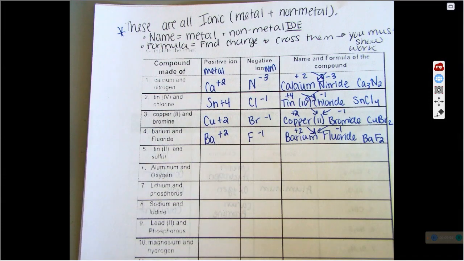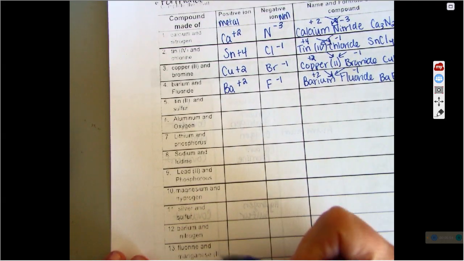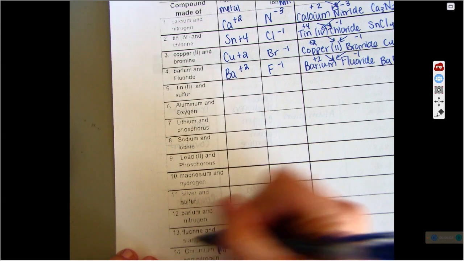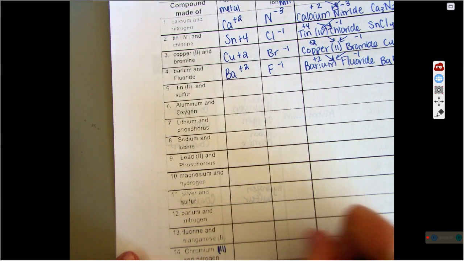Now, there are a couple that are hard to read. We've got silver and sulfur down here. That one's pretty easy. Chromium 3 and nitrogen. So chromium 3 and nitrogen. And I am not sure about 15, so just cross 15 out.